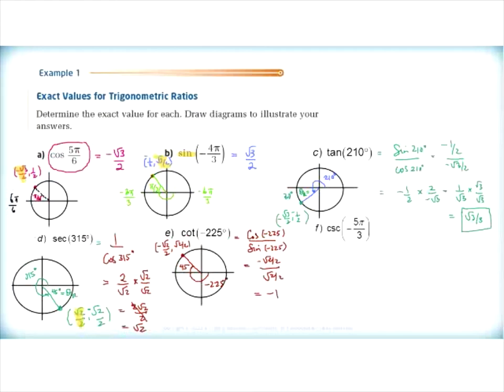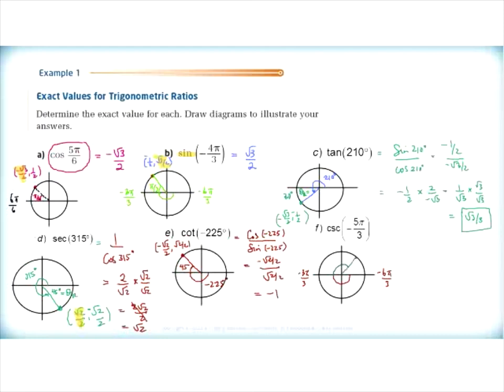And last, let's have a look at the cosecant of negative 5 pi over 3. Draw my unit circle yet again. Negative 5 pi over 3. I'm rotating negative direction this time. This is negative 3 pi over 3. This is negative 6 pi over 3. I want to rotate negative 5 pi over 3. Negative 5 pi over 3 will be 1 pi over 3 less than 6 pi over 3.